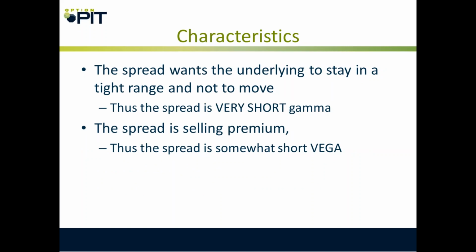The spread wants the underlying to stay in a tight range. It wants it not to move. This is very important. When you want something not to move, you are short what I would call realized volatility. That means you're short gamma. Those are the Greeks. And if you're selling premium, you are short vega. So you are short delta, short gamma, long theta, short vega. That is the basics of that characteristic.